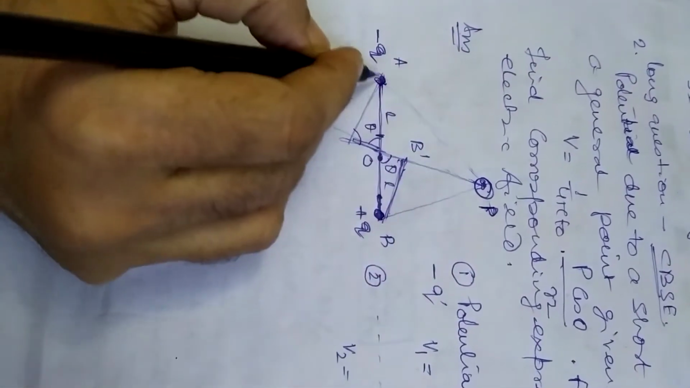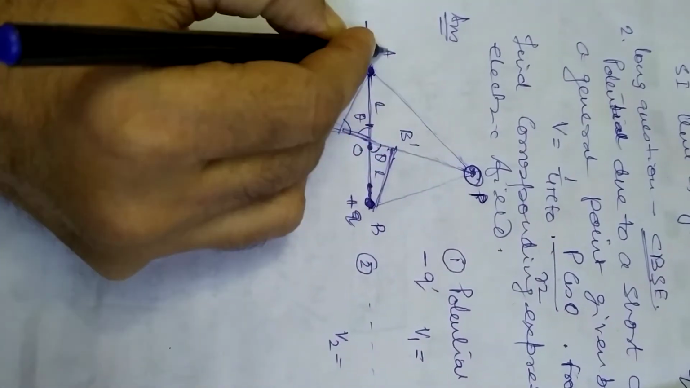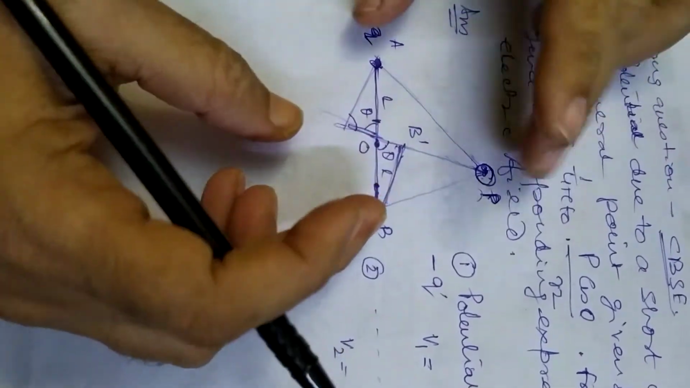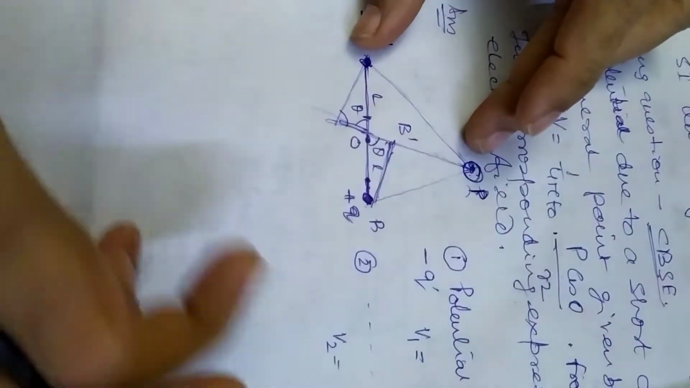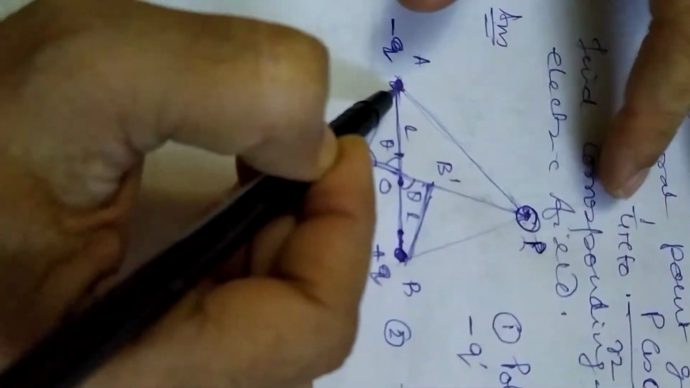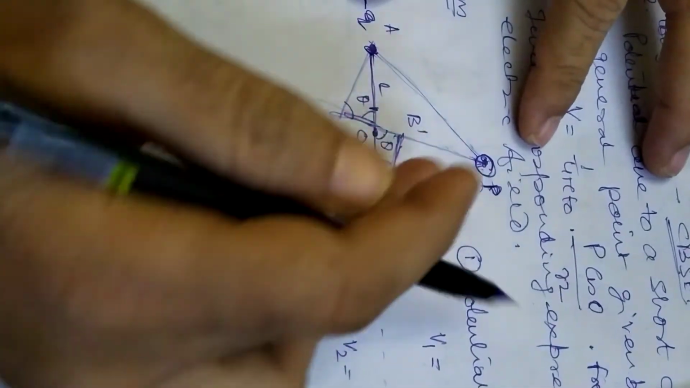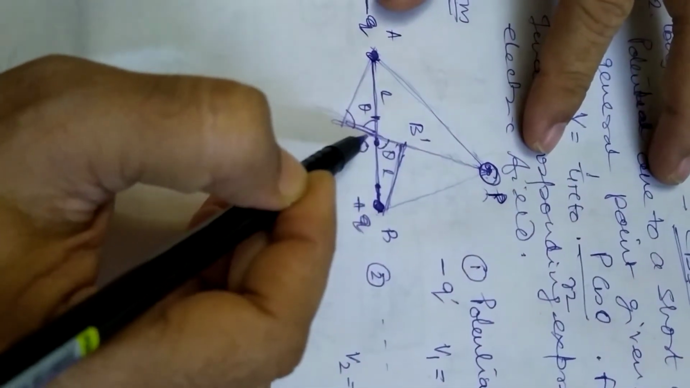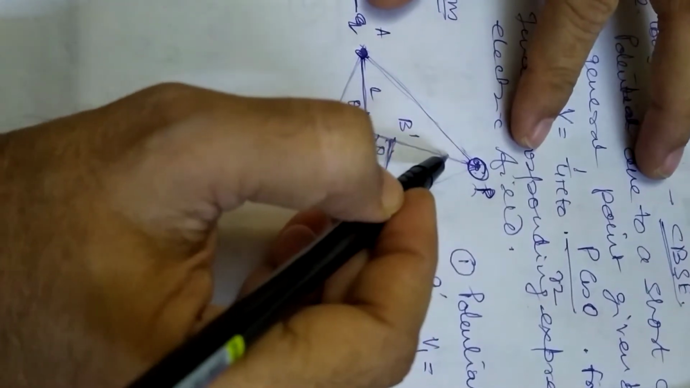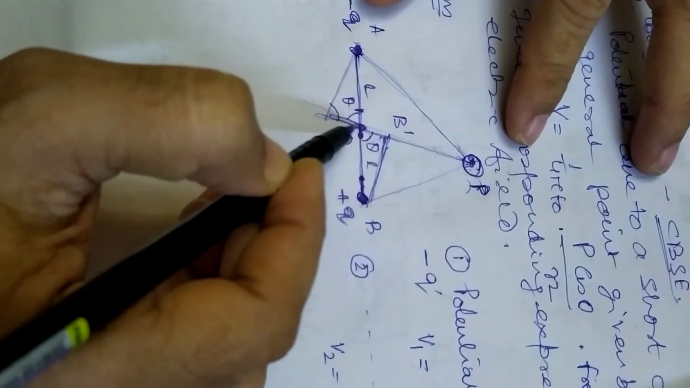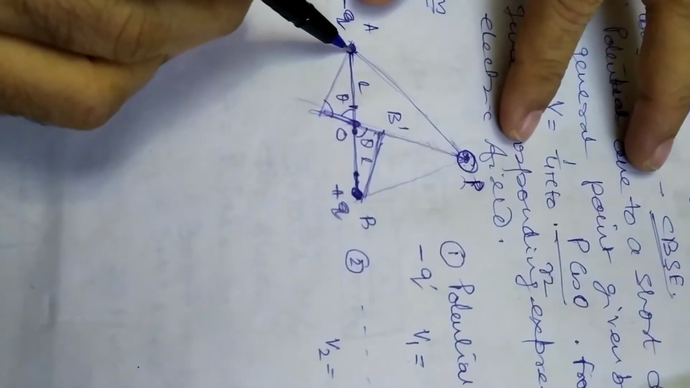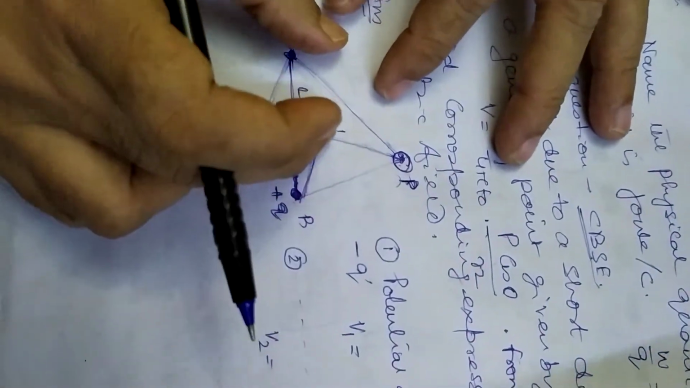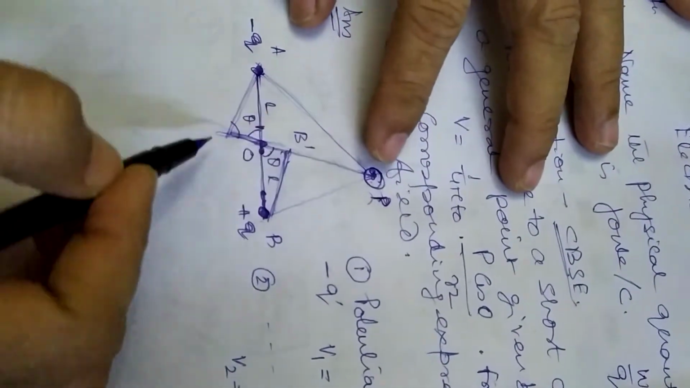Now from P we take this distance as AP, and this distance will be BP. Clear? So this will be a longer distance and this is a shorter distance. You see, this is a longer distance AP, and BP is a shorter distance. So what we'll be doing, we'll be drawing a line from the midpoint. Here it is the midpoint of the dipole, and we'll be drawing a line in this way and we'll extend it here, okay, and we'll draw a perpendicular.